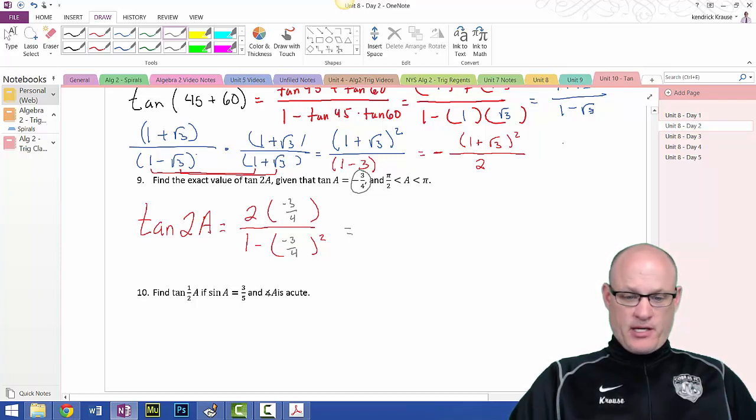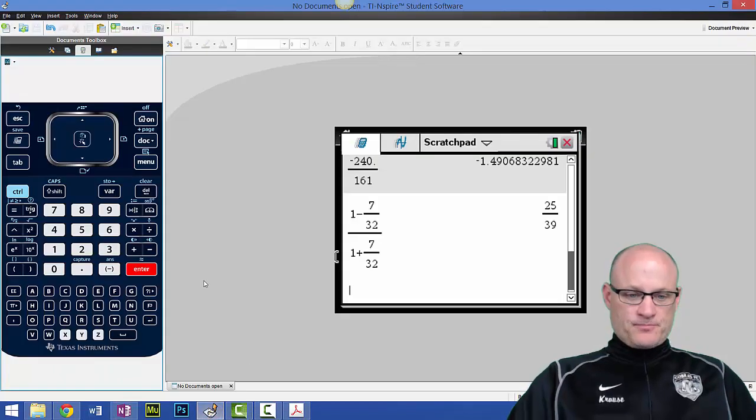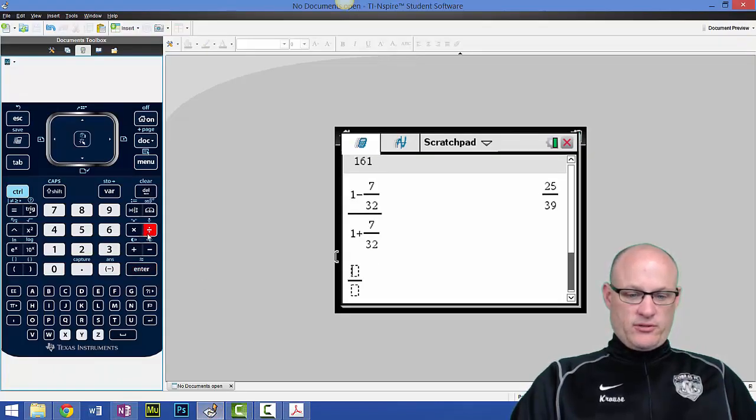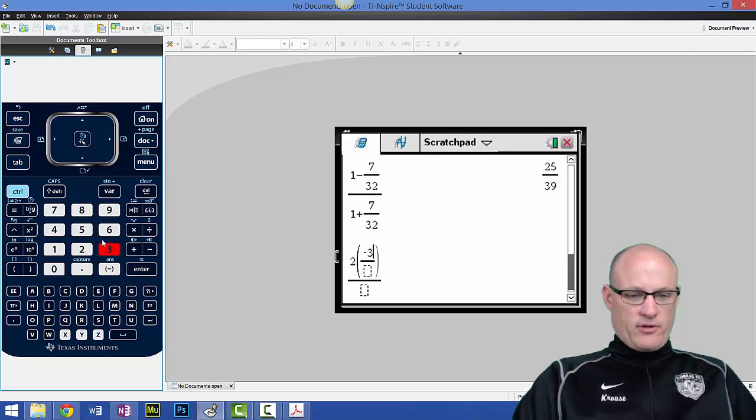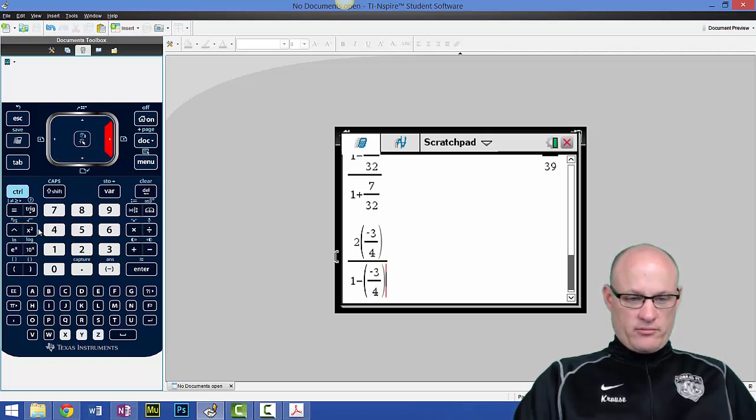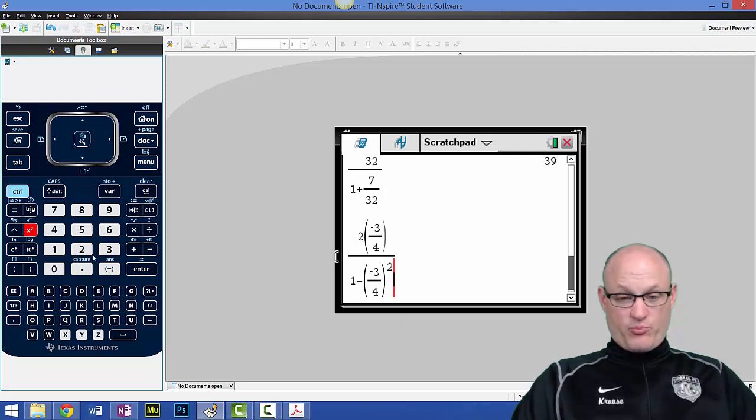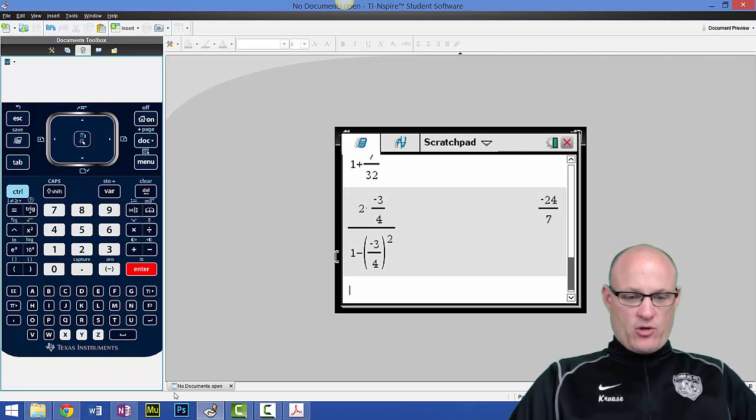That just goes there. And I bust out the old calculator. Control division, 2 parenthesis, control division, negative 3 over 4, negative 3 all over 4. And then it's 1 minus, parentheses, control division, negative 3 over 4, squared. Don't forget the squared. I can't tell you if we can just hit enter before hitting the squared. Enter. Negative 24 over 7.